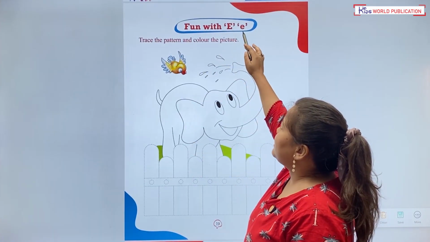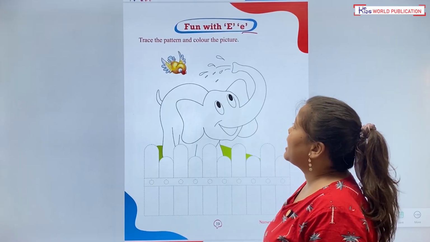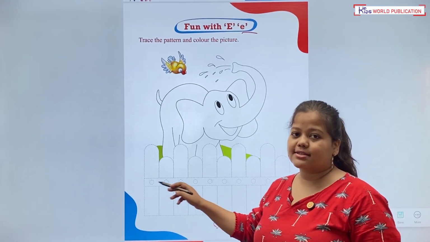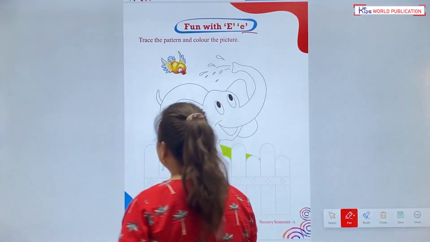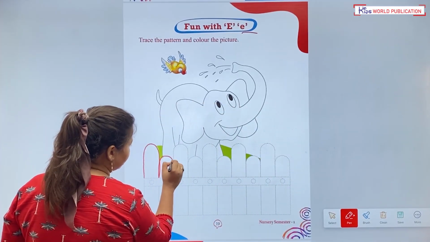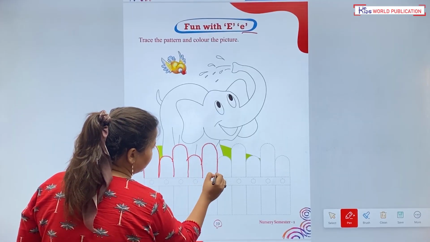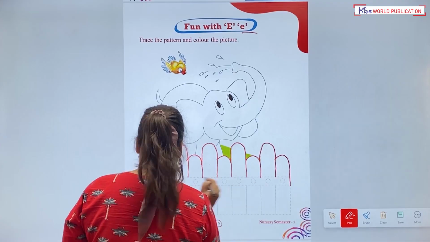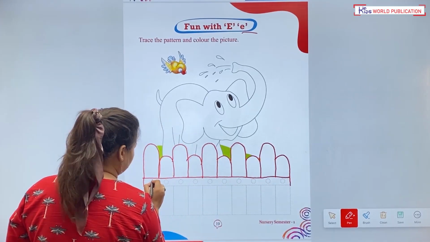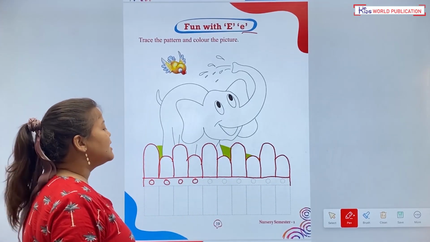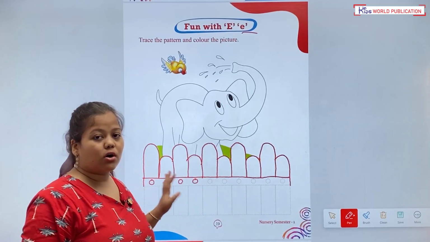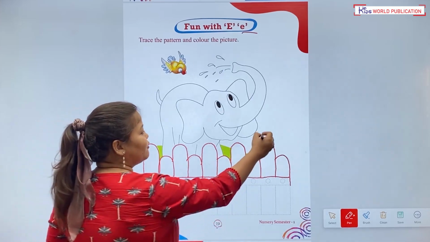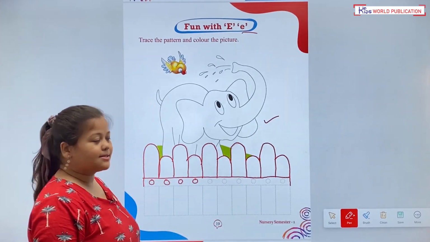Fun with E, A. Trace the pattern and color the picture. So kids, first you will trace the given pattern. For example, kids, like this you will trace all the dots and complete the picture, and after that you will color this beautiful picture in your favorite colors.